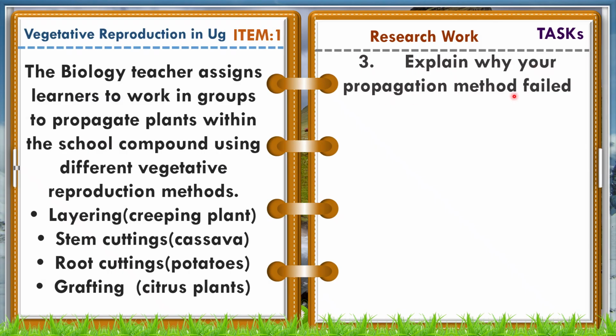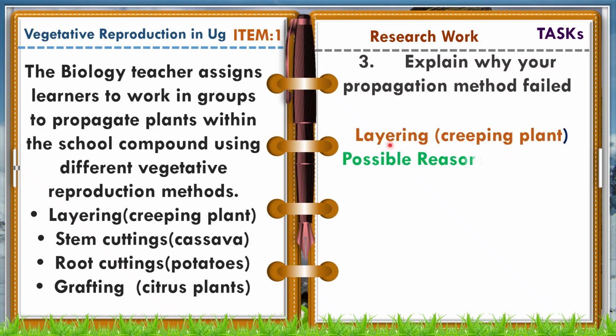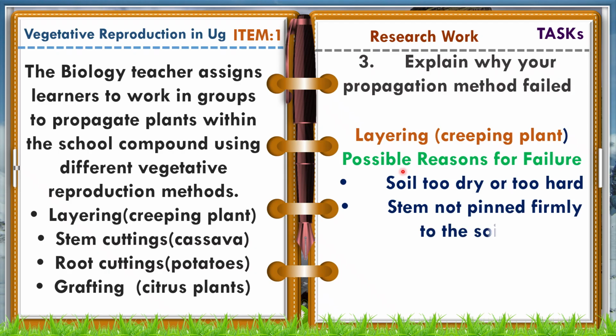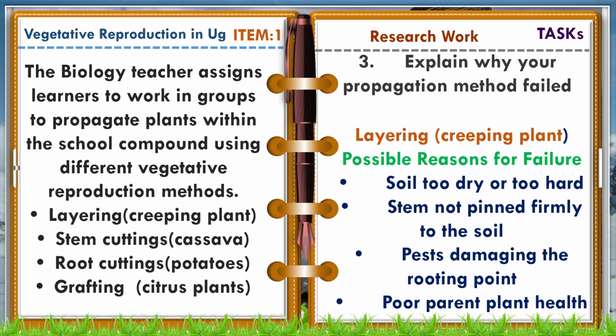Explain why your propagation method failed. Let's start with layering of creeping plant. What were the possible reasons for the failure? The soil was too dry or too hard. The stems were not pinned firmly to the soil. The pests damaging the rooting points. And we had poor parent plant health.